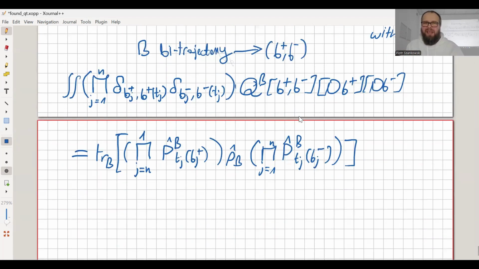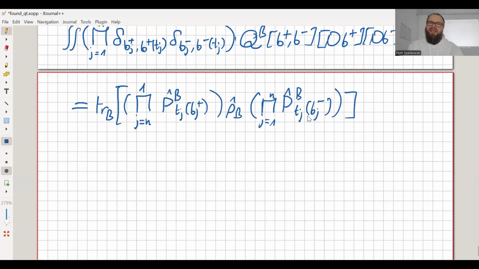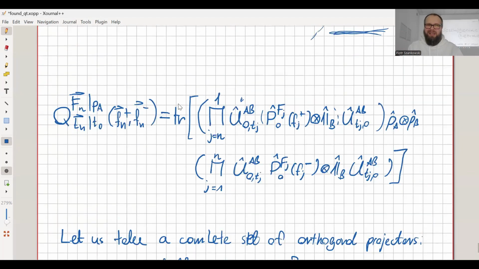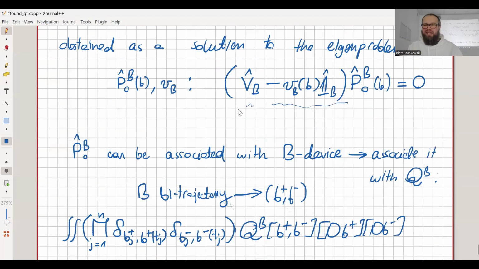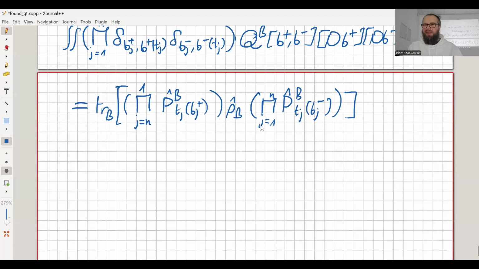Okay. And now, having all this, deploying some fancy algebra, we can rewrite this by probability associated with observables in A, which we just discussed won't factorize easily because of interactions. But we can rewrite this as an average over the B trajectory.